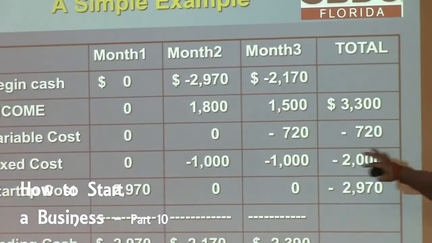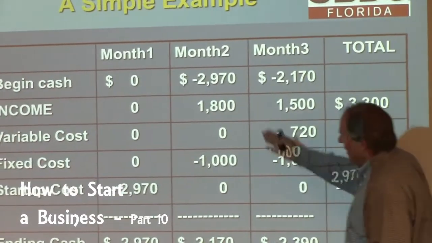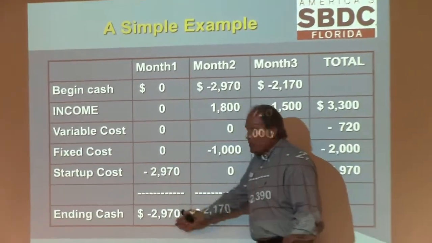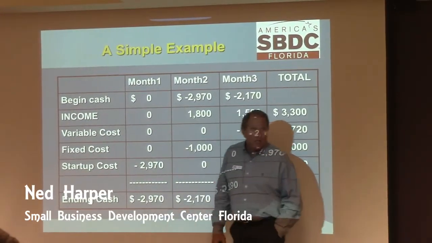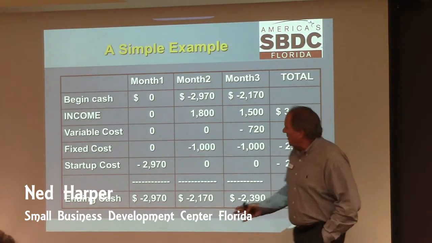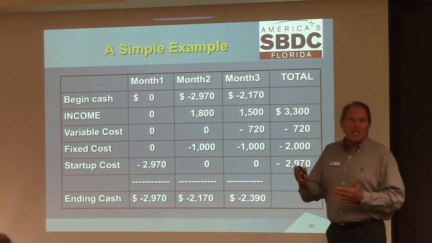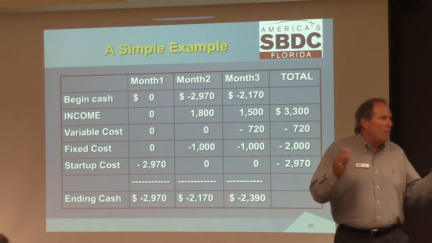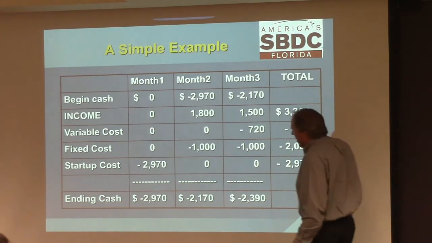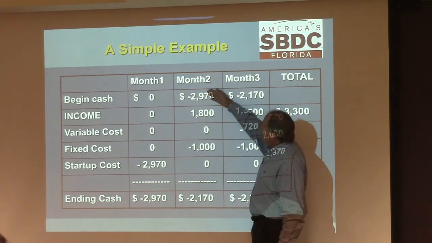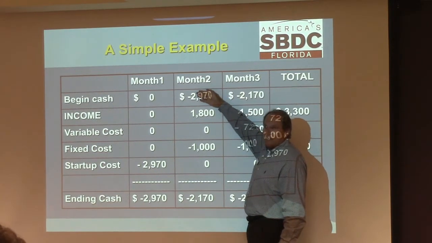Cash flow projection. What they did in this example is they said, I'm going to start my business, and to get started it's going to cost me $2,970. So $2,970, I'm going to buy business cards, get a sign, get some equipment, whatever it is. It's going to cost me that much to get started. So my first month of operating, I'm going to be in the hole $2,970.